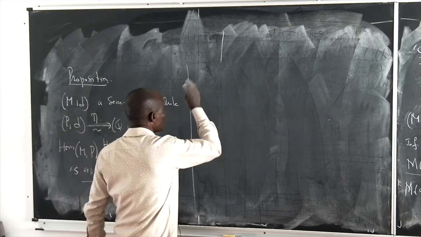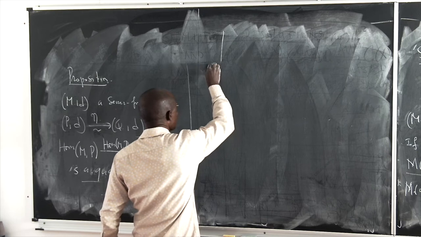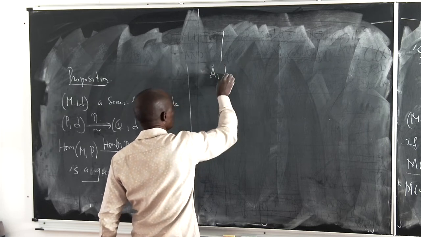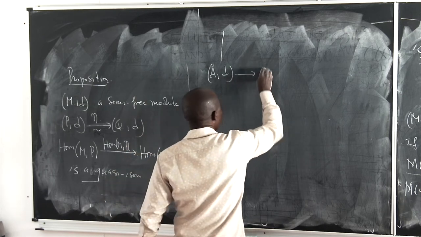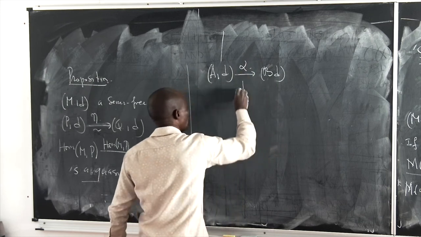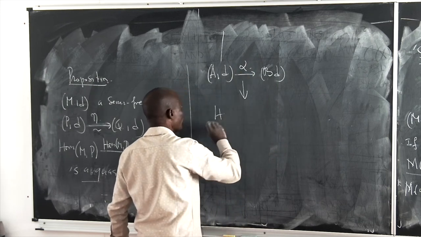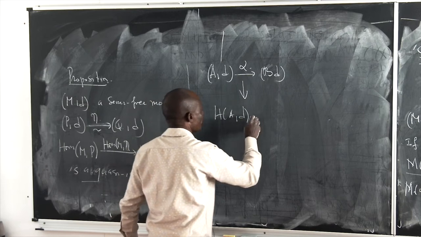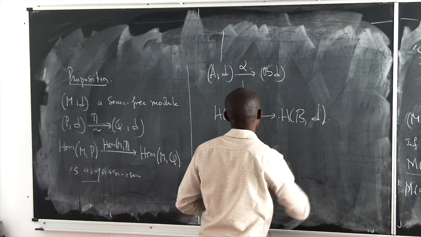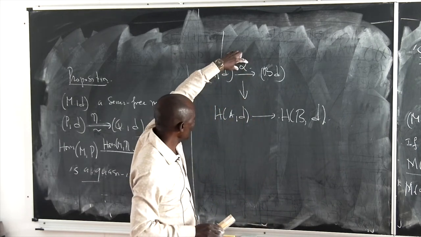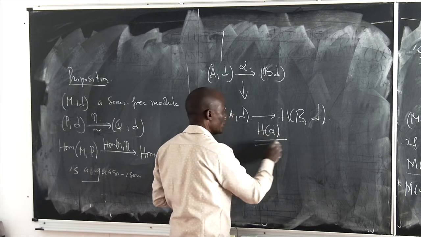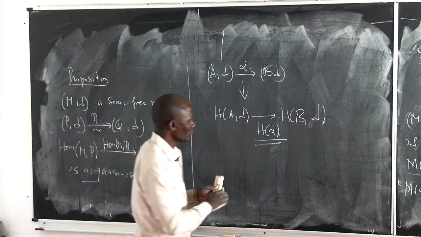Let me recall what I said yesterday. Let me recall that a quasi-isomorphism is what? It's just a morphism alpha from A to B such that by moving to the homology, we have an isomorphism. This is a quasi-isomorphism if the induced map in homology or cohomology is an isomorphism.